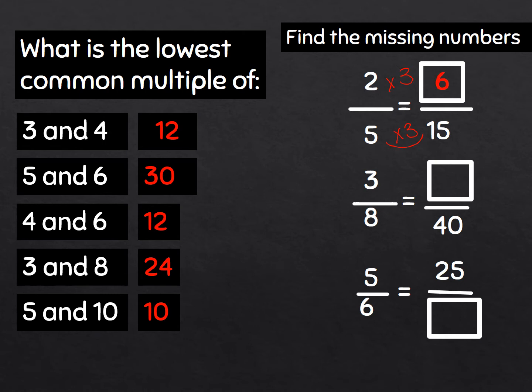Now for the second one, look at it. 8 times what equals 40? 8 times 5 equals 40. So whatever we do to the bottom we do to the top, so we're going to times that by 5. And 3 times 5 is 15. For the bottom one, again 5 times what is 25? 5 times 5 is 25. And for the top we times it by 5 as well.